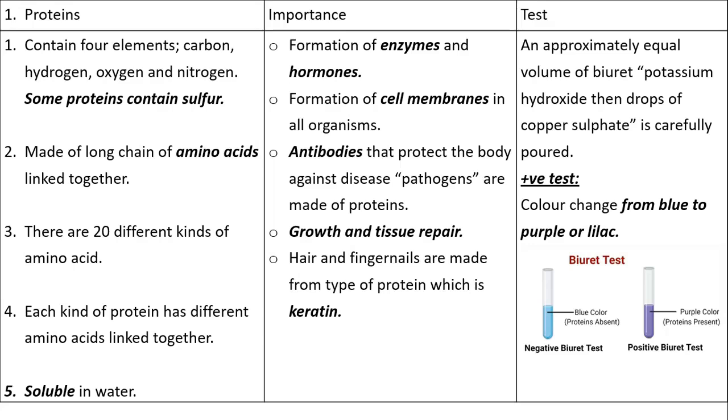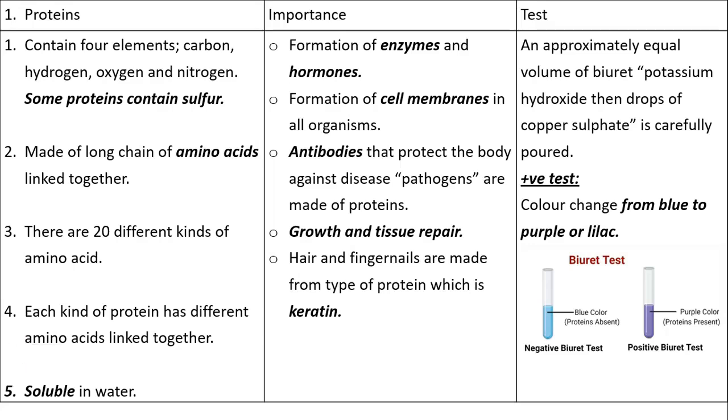Formation of cell membranes in all organisms. But we said before that cell membranes are made of lipids. Yes, the main structure of the cell membrane is made of lipids, but there are very important protein channels and pumps, remember? These channels and pumps are made of proteins. Without them, the cell membrane will lose a huge part of its function.